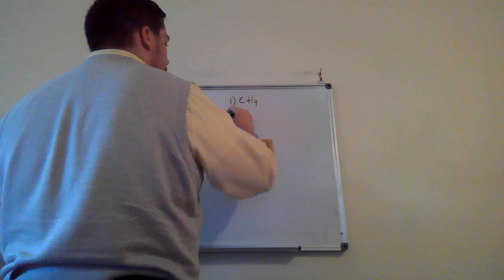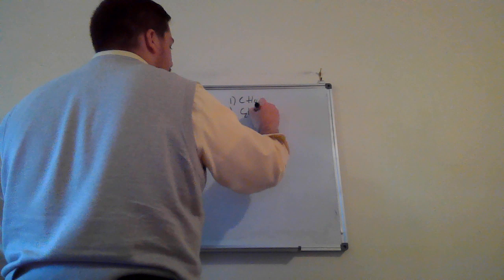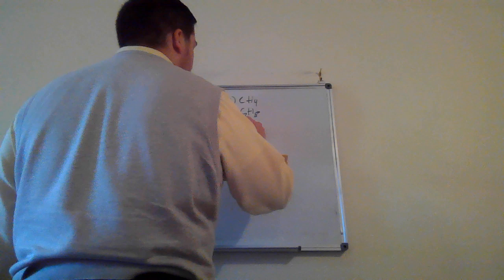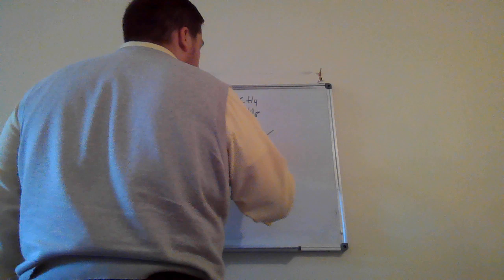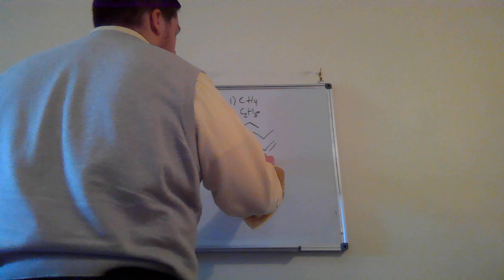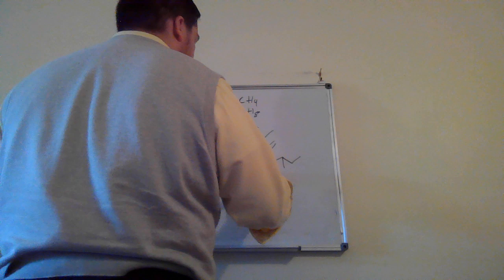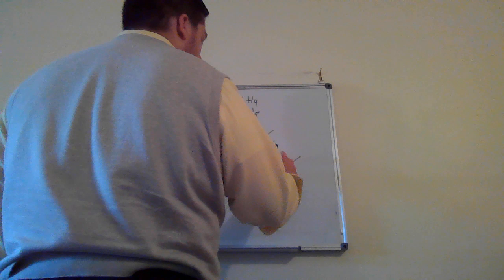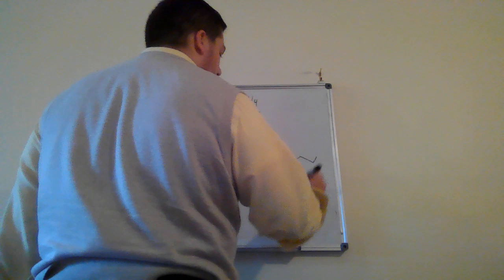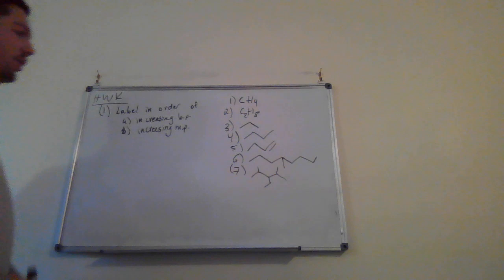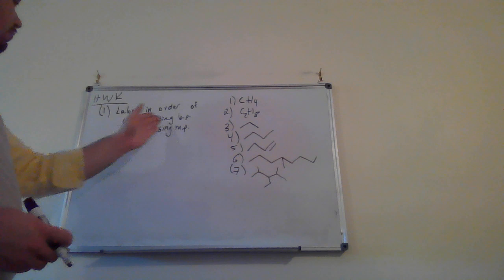First molecule is CH4, second molecule is C2H8, third molecule is going to be propane. Fourth molecule is going to be butane. Fifth molecule is going to be butene. Sixth molecule will be this. Seventh molecule will be this. Let me just make it a little bit bigger. Okay. So use these molecules here and label them in order of A, increasing boiling point, and then B, increasing melting point.